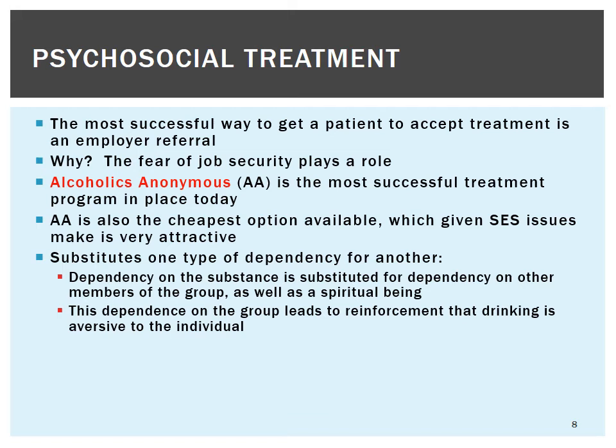Okay, why does this work? Basically, we're substituting one dependence for another. We're substituting dependence on the alcohol with dependence on the group. And I mentioned there that we're also substituting dependence upon a spiritual being. One of the 12 steps is that you acknowledge that you're powerless against the alcohol. And then you have to acknowledge that there is some type of power in the universe that's greater than you.